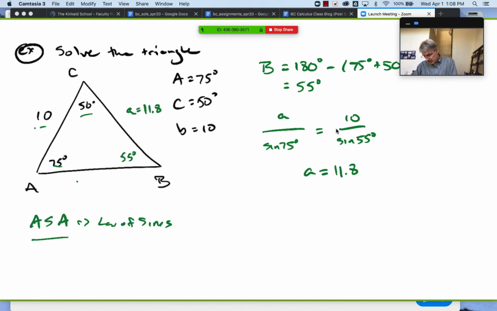And then the last thing to solve for is going to be side C. And so C is to the sine of 50 degrees as 10 is to the sine of 55 degrees. And again, I can cross multiply, solve for C, and get C equals 9.4. And so solve the triangle, find the missing sides and or angles, and I've done that.